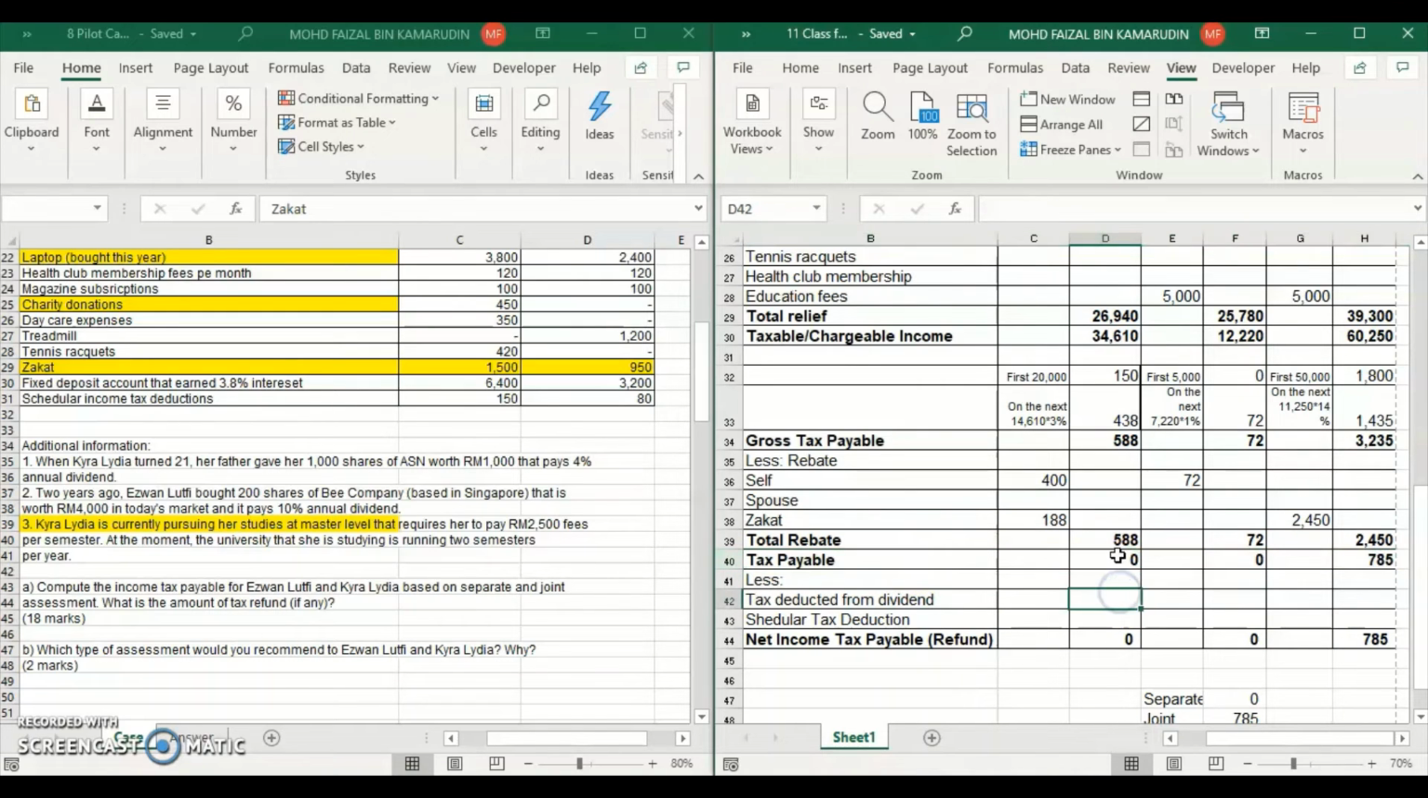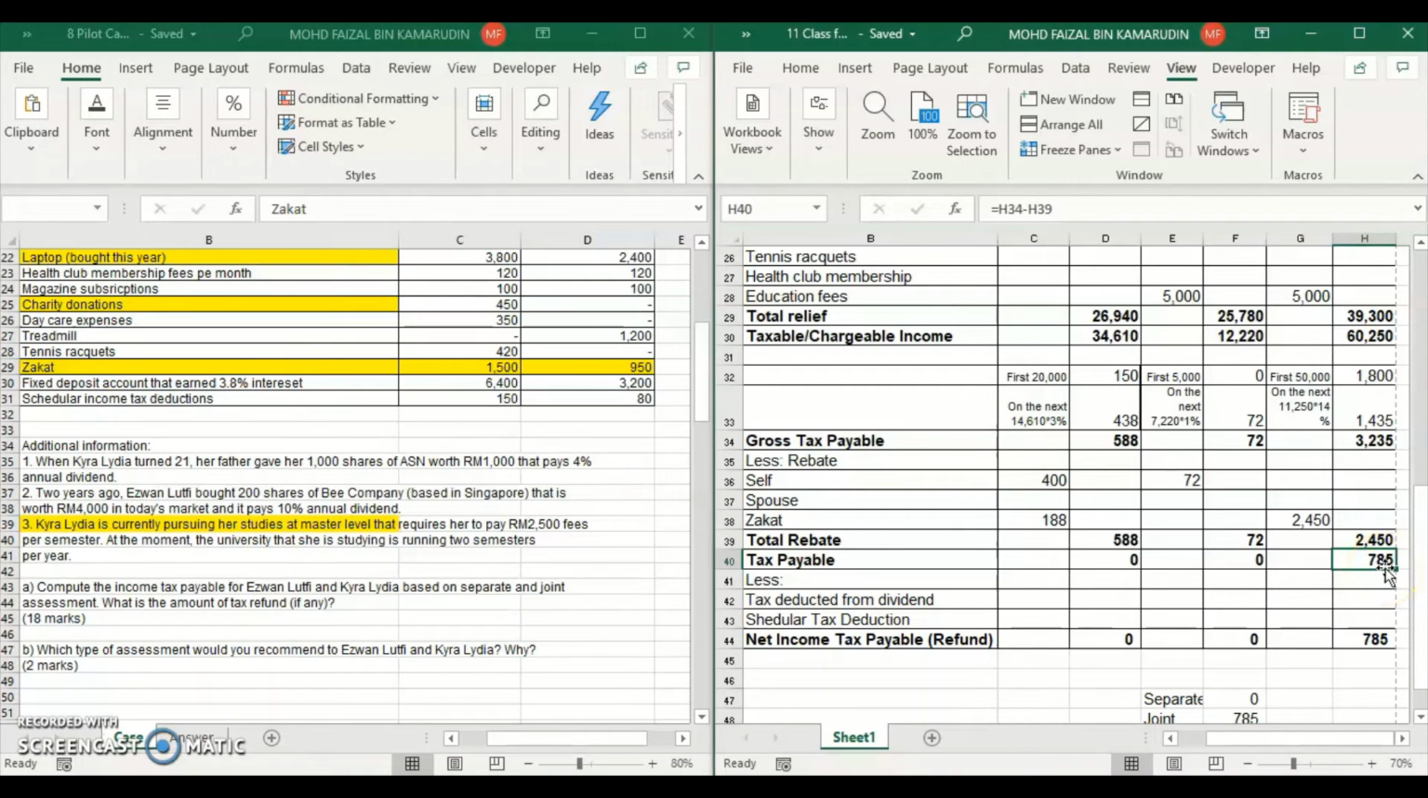How do I get the figure? Okay, 0. You have to minus this one. Gross tax payable, minus the total rebate, then we will get tax payable. So 588 minus 588, 0 here, and the same goes for Kyra, 72 minus 72, then 0. But for this one, you can check, gross tax payable minus the total rebate, then you will get 785 tax payable.